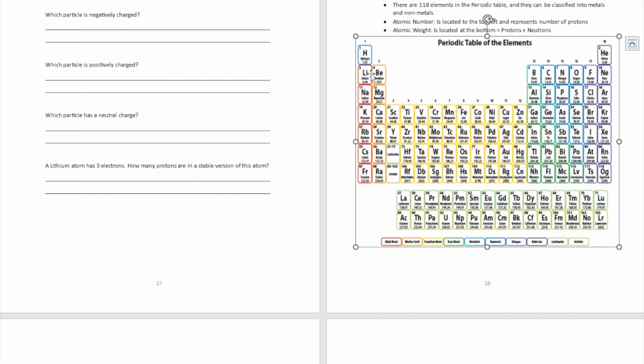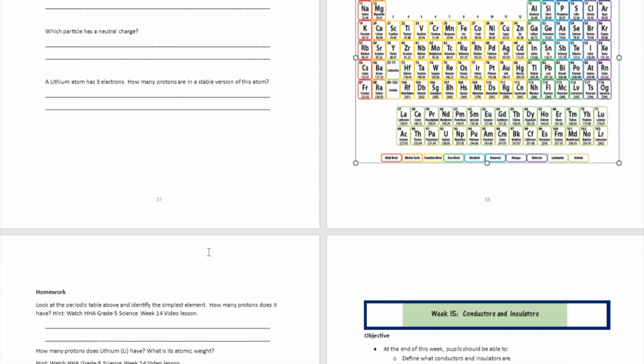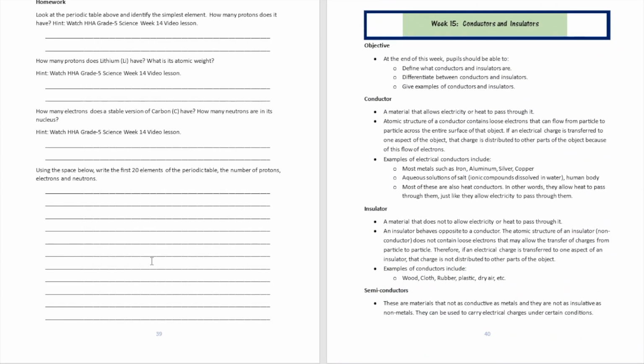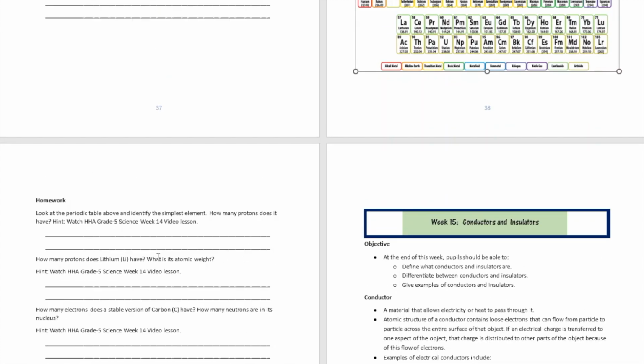Hydrogen, helium, lithium, beryllium, boron, carbon, nitrogen, oxygen, fluorine, and neon. Sodium, magnesium, aluminum, silicon, phosphorus, and sulfur, and chlorine, and argon, and potassium, and calcium. So you're going to try to list all of that out in this part of your workbook so you can commit at least the first 20 elements of the periodic table to memory, just like that.